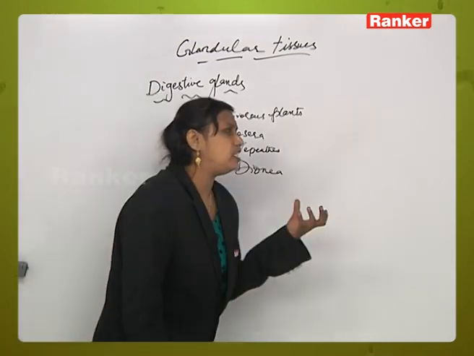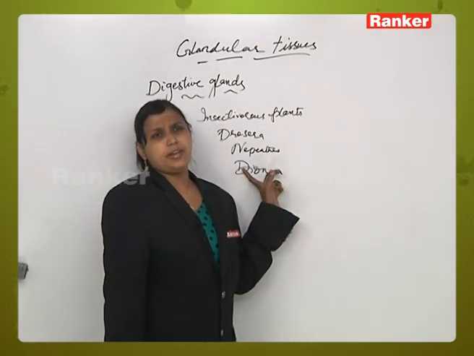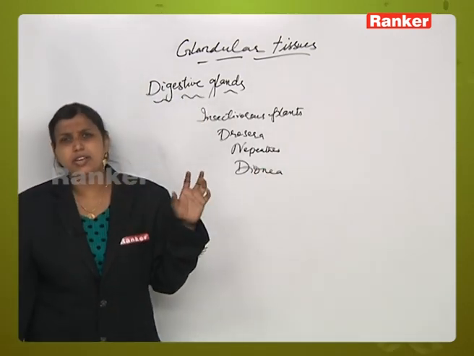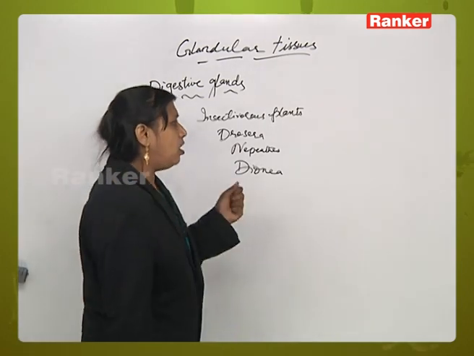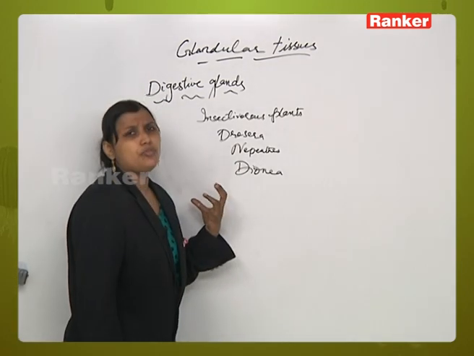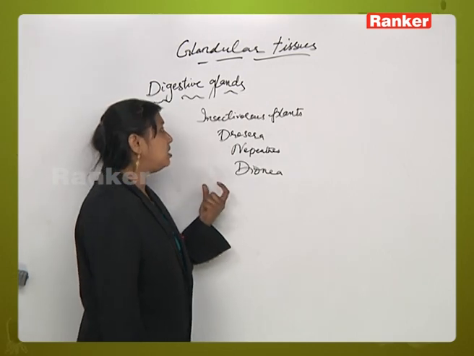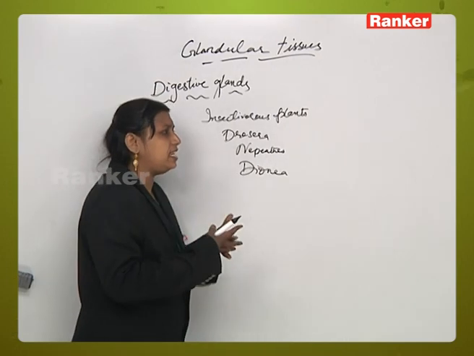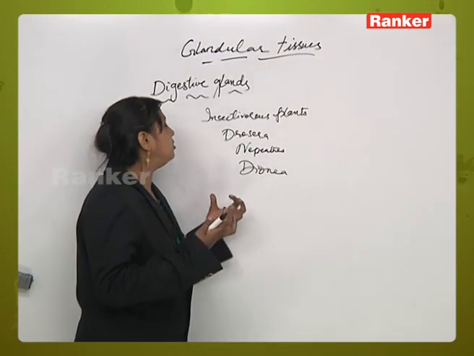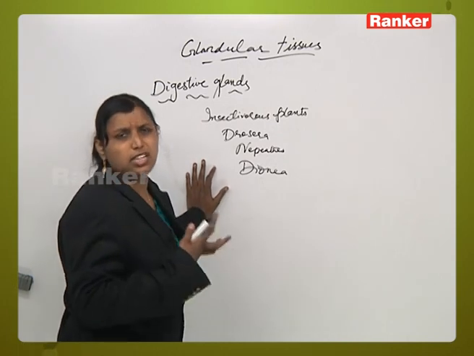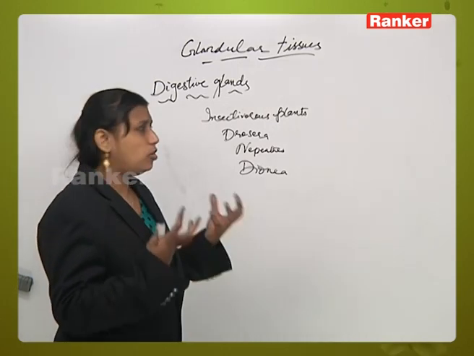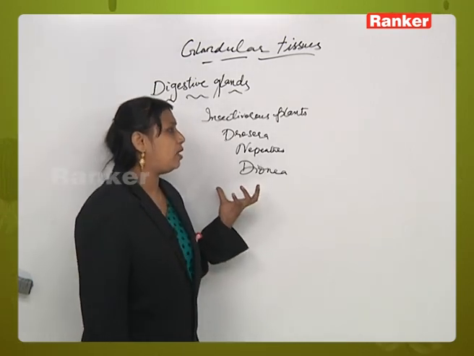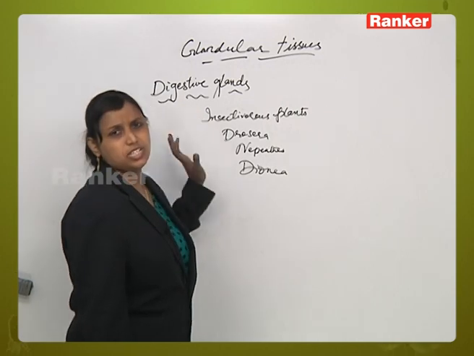So, what is the use of digestive glands? Normally these insectivorous plants, as few examples we have taken here, Drosera, Nepenthes, Dionaea, grow in nitrogen deficient soils. So, in order to overcome the nitrogen deficiency, these plants kill the insects and obtain nutrients from the dead bodies of the insects which they have killed, and for this purpose these insectivorous plants require special glands, called digestive glands.